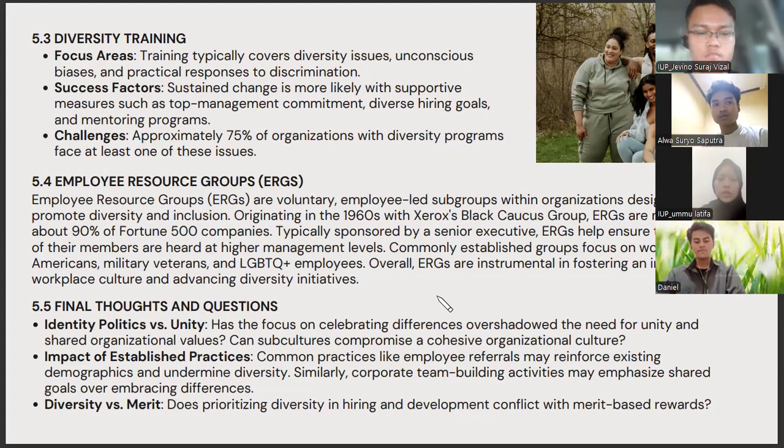And number three, diversity versus merit. Does prioritizing diversity in hiring and development conflict with merit-based rewards? While diversity aims to correct historical imbalances, concerns arise about whether it compromises fairness and meritocracy.